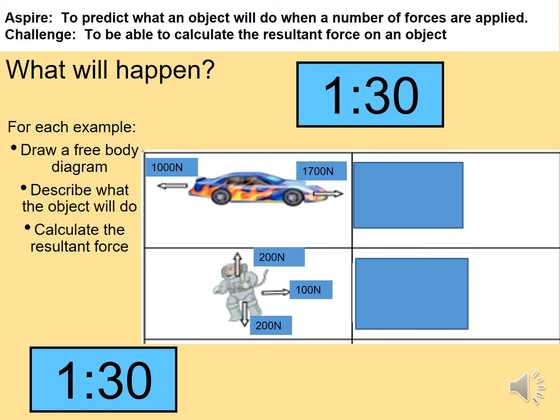What I'd like you to do then is to describe what each of the objects will do. Now you can use compass directions, or you can use forwards, backwards, etc. But I would like you to calculate the resultant force for each of them. So you have got a minute and a half for each of the diagrams, and the descriptions are there, so you'll need to work quickly to allow that to occur. Off you go.